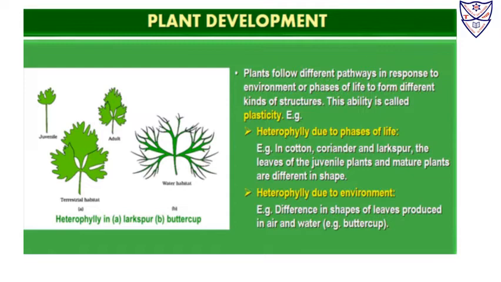So the plants follow different pathways in response to environment or phases of life to form different kinds of structures. This ability is called plasticity. Like heterophyly due to phases of life, like in cotton, coriander and larkspur, the leaves of the juvenile plants and mature plants are different in shape, as we can see here. There can be heterophyly due to environment also, like difference in shape of leaves produced in air and water, like we see in buttercup.